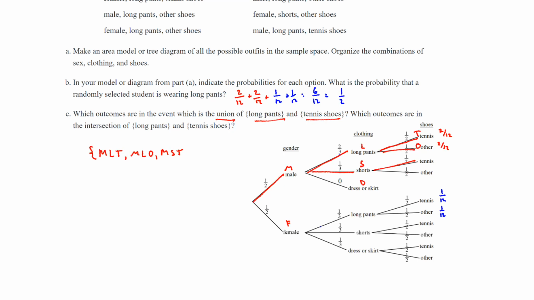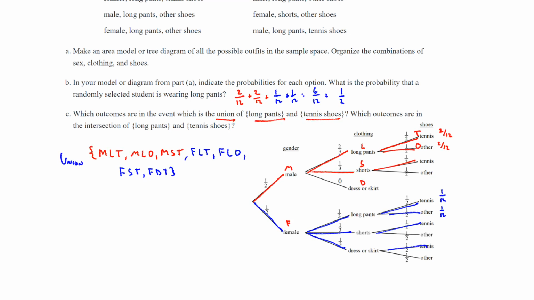So then for the female side, we have female, and then we can do long pants, and once again, tennis shoes or other doesn't matter. So female, long pants, tennis shoes; female, long pants, and then other. And then we can also do female, shorts, tennis shoes. And then female, dress, tennis shoes. So it looks like we have 7 different options there. Alright, and so once again, this represents the union.